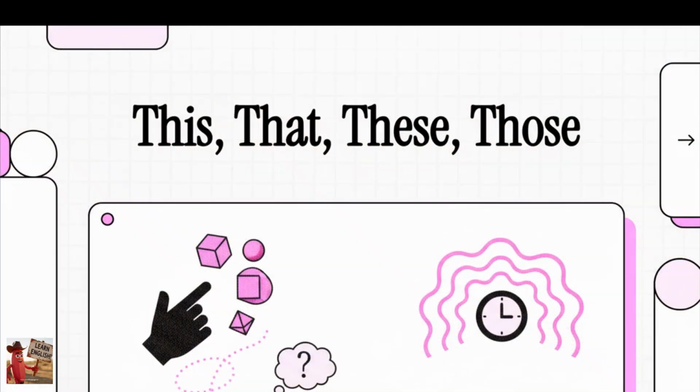All right, let's talk about 4 words you probably use 100 times a day without even thinking about it. This, that, these, and those. Now, they seem super simple, right? But they're actually the secret toolkit we use to connect our language to the world around us.